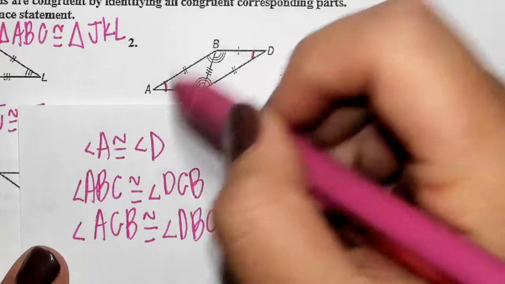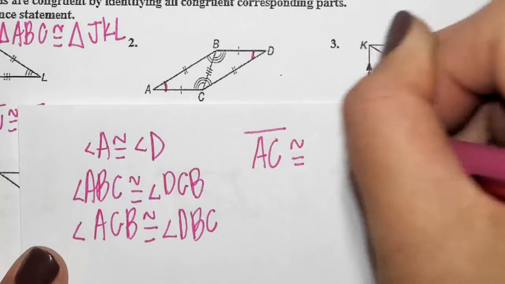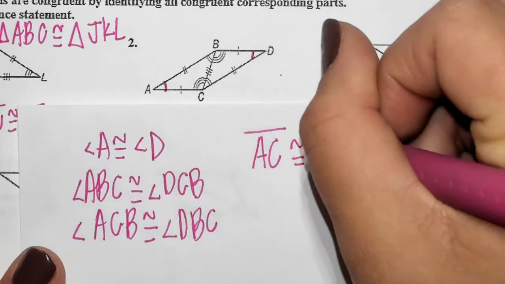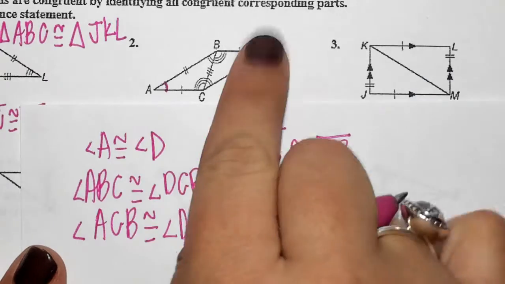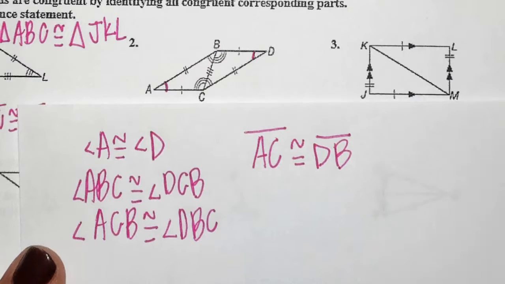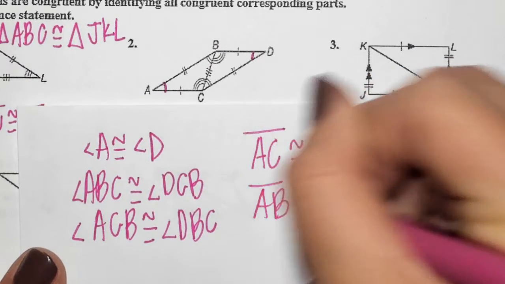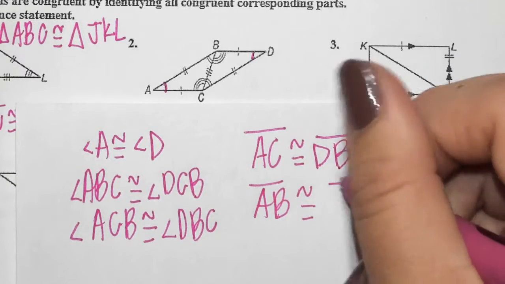Sorry. AC. So I went from 1 to 3. So AC is congruent to what? DB. AC has 1 dash, so does this one, but I went from 1 to 3, so I have to go from 1 to 3. Okay, now let's do a side AB is congruent to what side? DC.